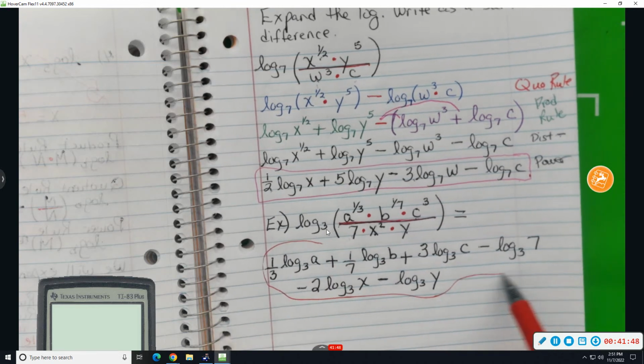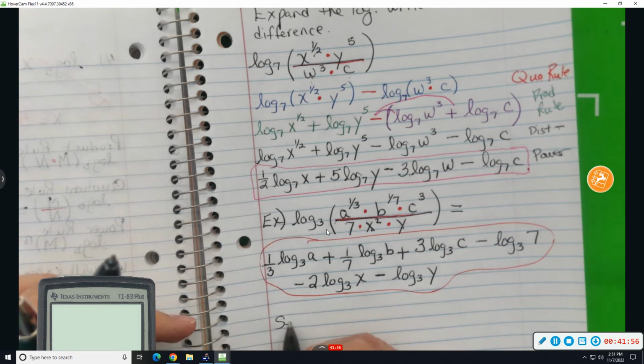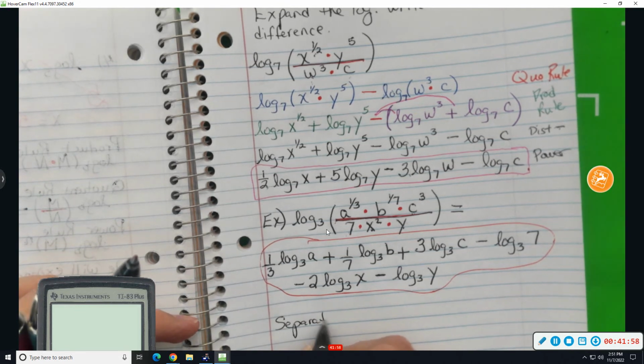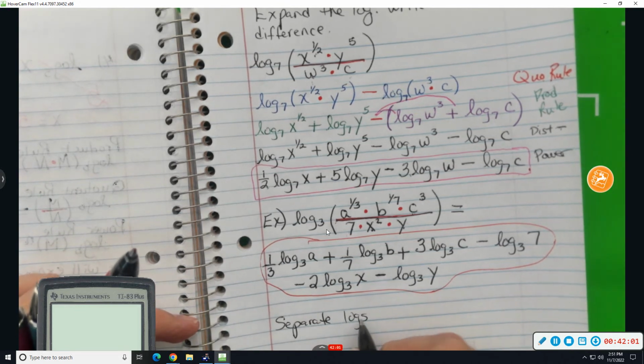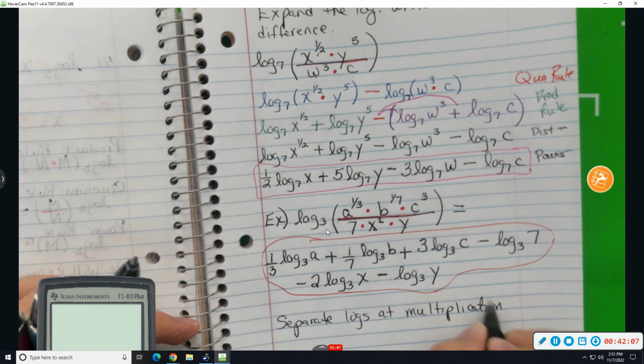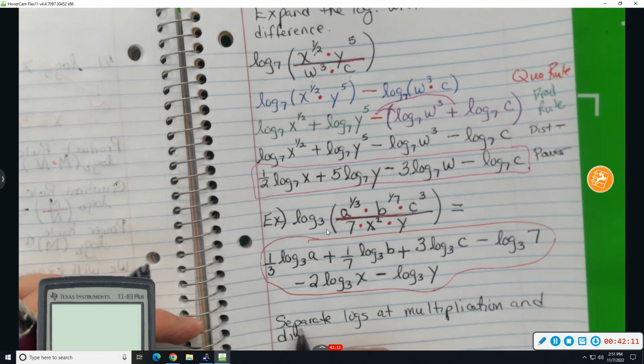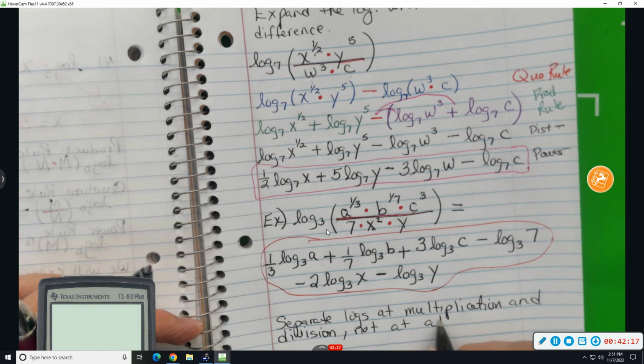So, separate logarithms at multiplication and division. Separate logs at multiplication and division. Not at addition or subtraction.